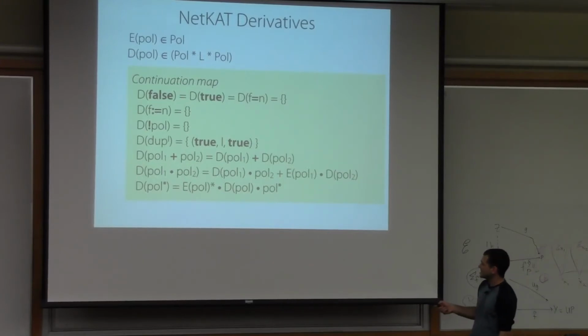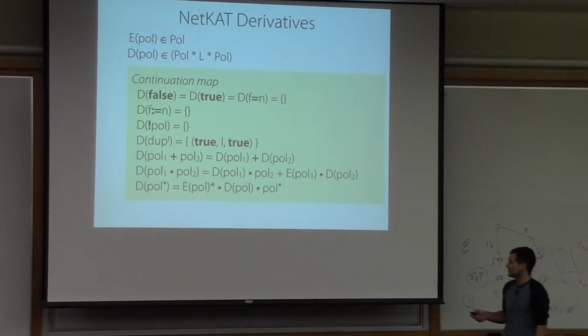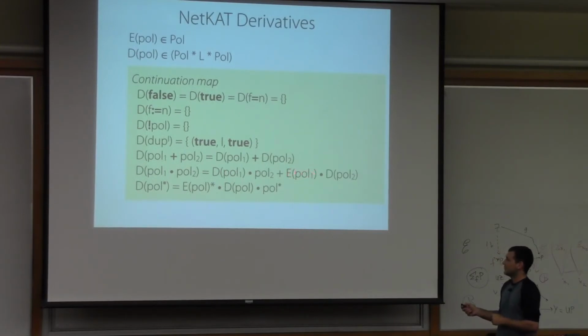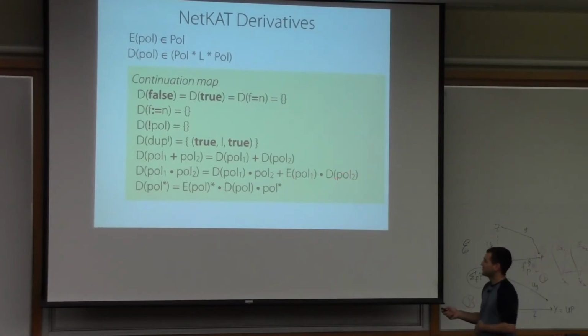And then the rest of these definitions look very much like what we saw for the standard regular language case. So for union, we just take the union of the two Ds of the two policies. For concatenation, we can either go up to the dupe in pol 1, or we can do the processing not including dupes in pol 1 and then find the dupe in pol 2. And then for star, it's a little more complicated, but essentially we do any processing not involving a dupe in pol star, and then we find the dupe in pol, and then we still have pol star left.